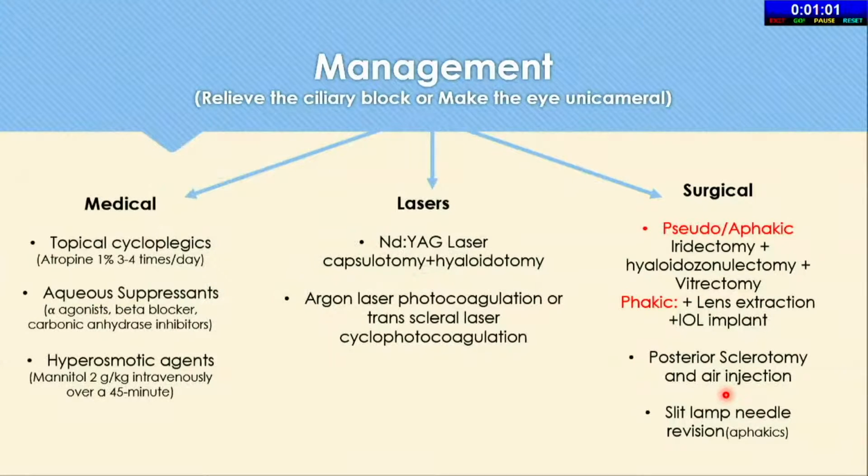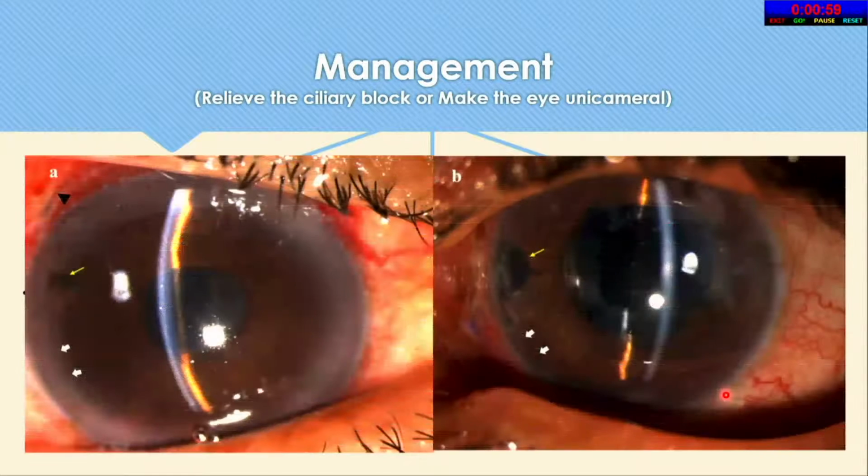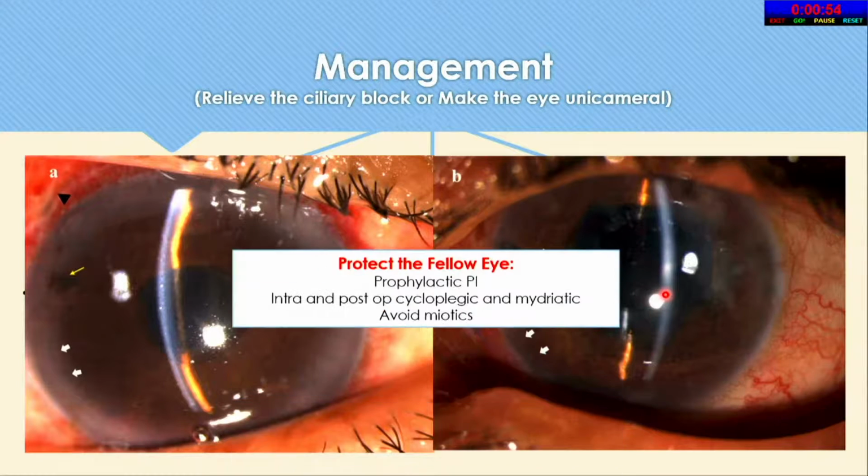So this is a summary of the treatment. And this is a picture pre and post-treatment. And we must also take care to protect the fellow eye. We must do a prophylactic PI, and if we are planning an incisional surgery, intra and post-operative cycloplegic and mydriatic therapy must be given, and we must avoid miotics because this can precipitate the attack.